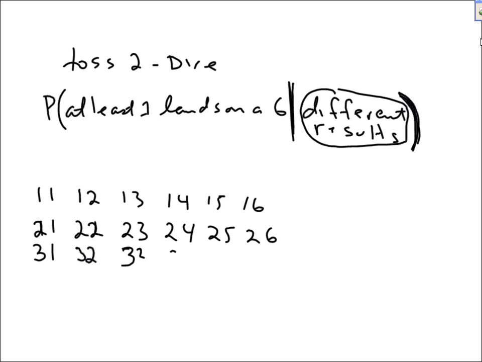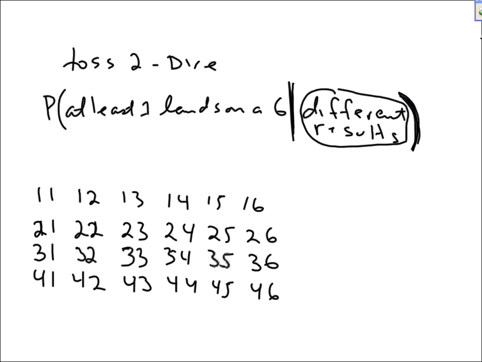You can get a 3 and a 3, and then a 3 and a 4, a 3 on the first, a 5 on the second, 3, 6. Same game with the 4. This is the standard, or this will be the standard sample space for throwing or tossing 2 dice.